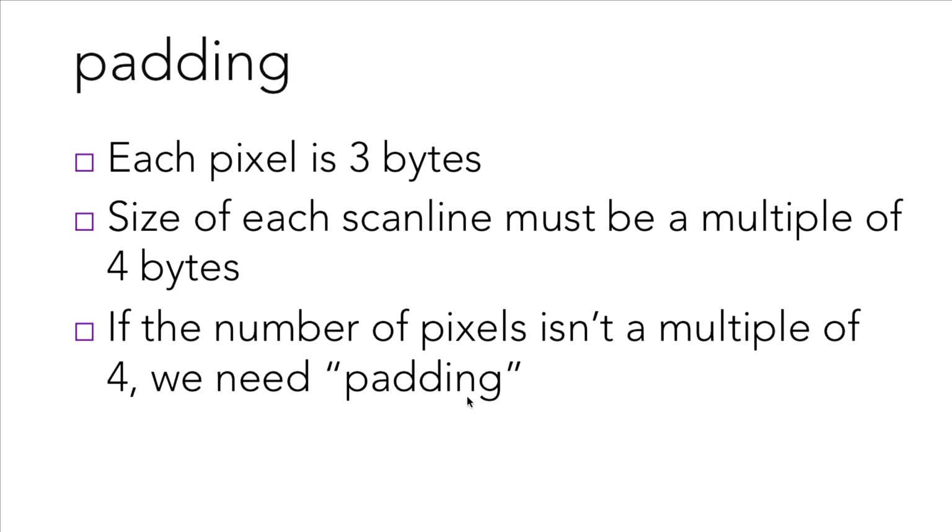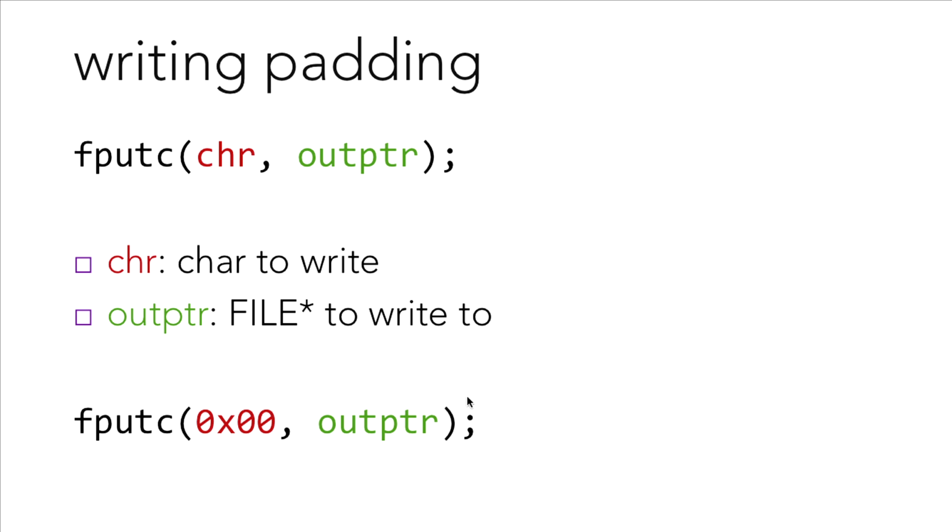The concept of padding is that, well, each pixel is 3 bytes, but the size of each scanline must be a multiple of 4 bytes. So if the number of bytes isn't a multiple of 4, we need to add some padding, which is just zeros. Now, unlike whodunit and unlike copy, the in file image and the out file image have different padding because they're different widths. Okay, so perhaps a formula would come in handy here. I'll leave it to you to find it out. But to write padding, well, it's just the simple fputc function, passing in the character that you want to write and then the file pointer that you want to write to.